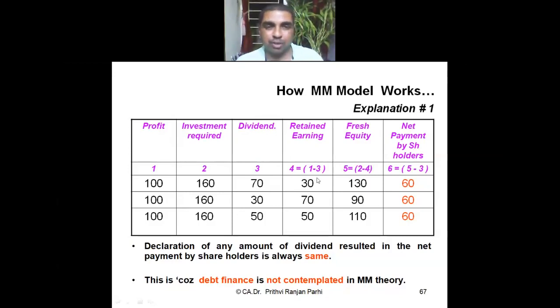Tell me how much money the company needs for investment? What is the total investment required? 160. 160 is required. And how much is the company having? 30 only. Okay, 160 is required, and the company has retained 30. So what is the additional money required? 130. 130 is required additionally.